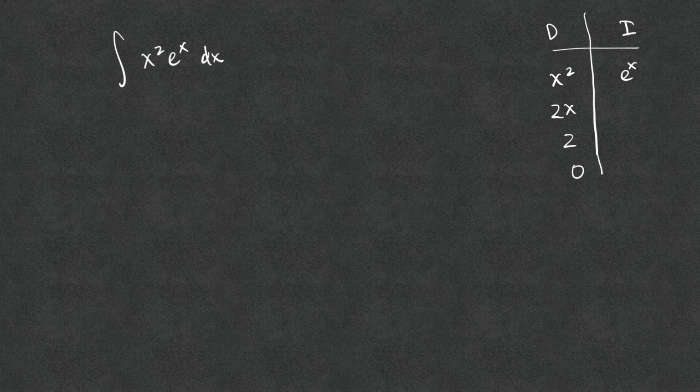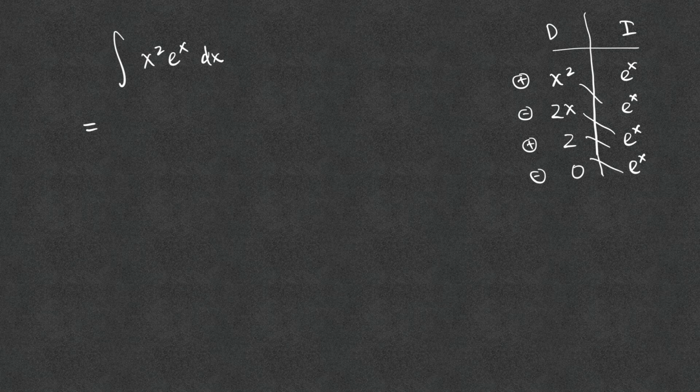On the right column, we keep integrating. The antiderivative of e to the x is e to the x, and again e to the x, and again e to the x. Don't forget to alternate the sign: plus, minus, plus, and we multiply these diagonally. There are many ways to get the final answer here.